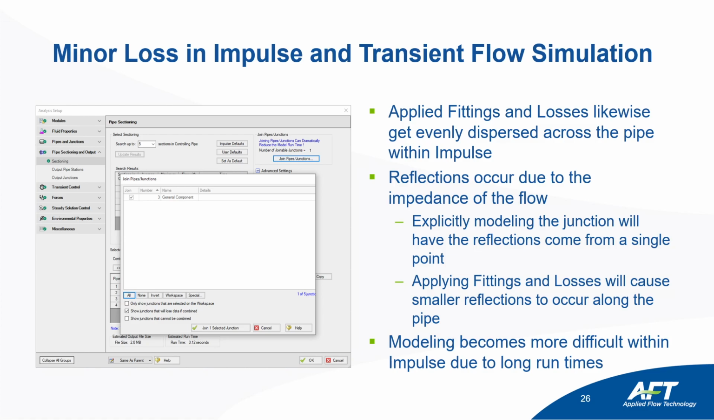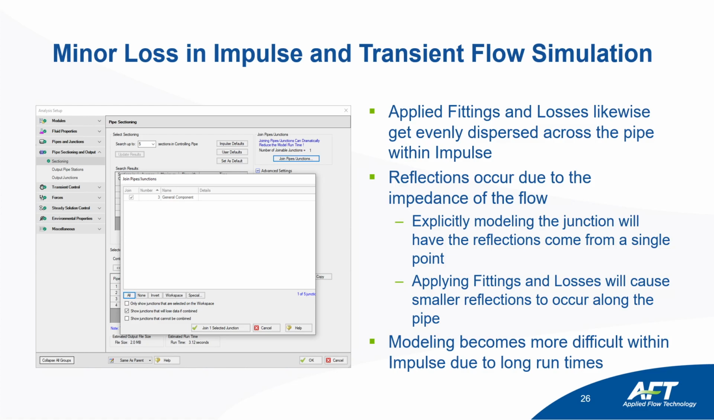If you have a valve that would reflect a significant amount of pressure back in the transient simulation, placing that valve into the pipe as a fitting and loss may lose a bit of the detail of those reflections. Reflections will still occur, because as the flow and pressure is going down the pipe, the impedance will reflect back at the different stations.